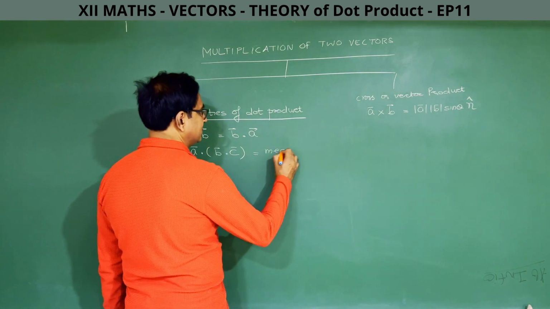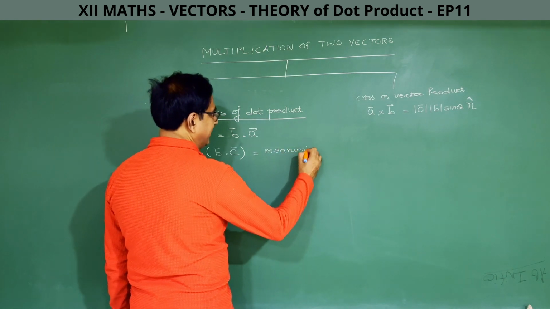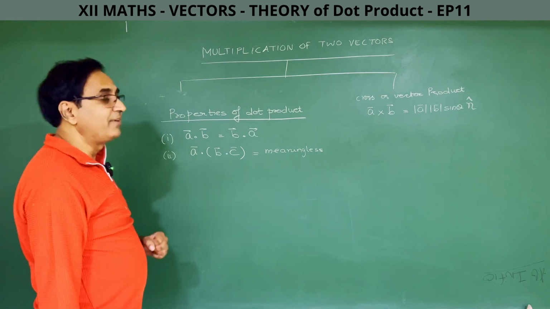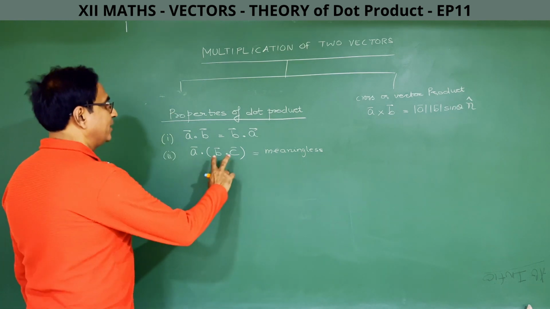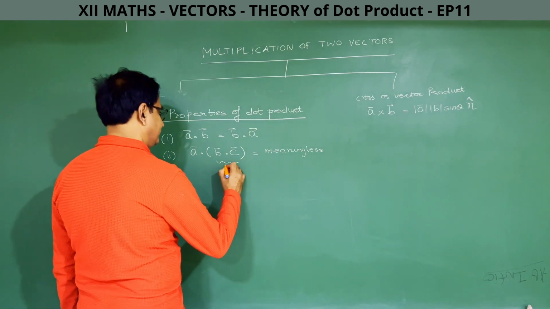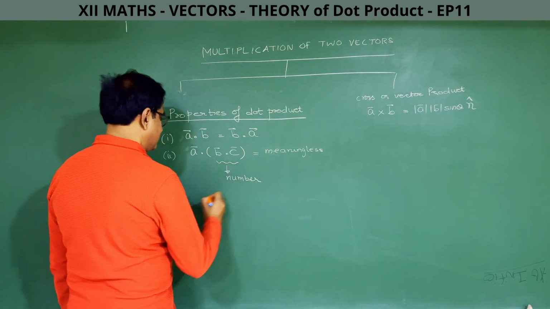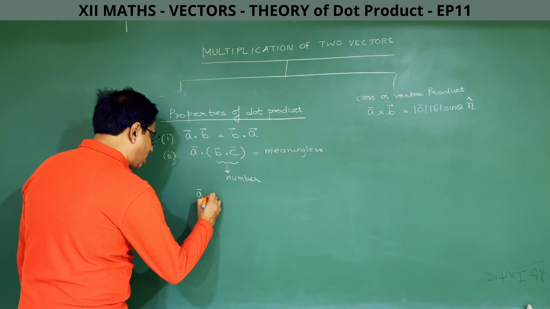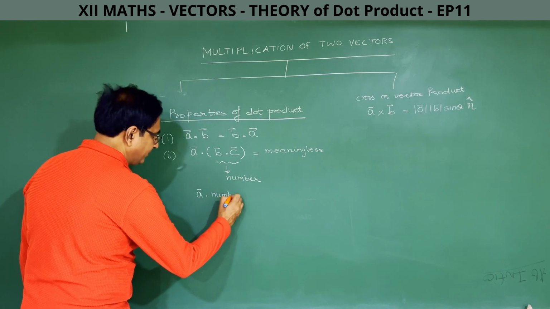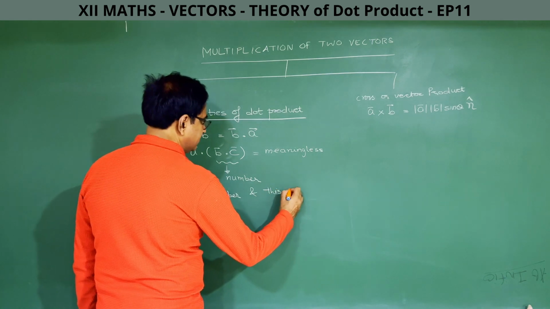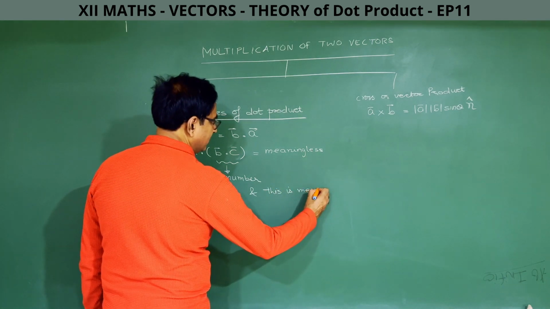This is meaningless. So if you wrote this, you should be very happy with yourself. And why is it meaningless? Let us see. What is B dot C? B dot C is a number. So now what I get is A dot a number, and this is meaningless. You know why?